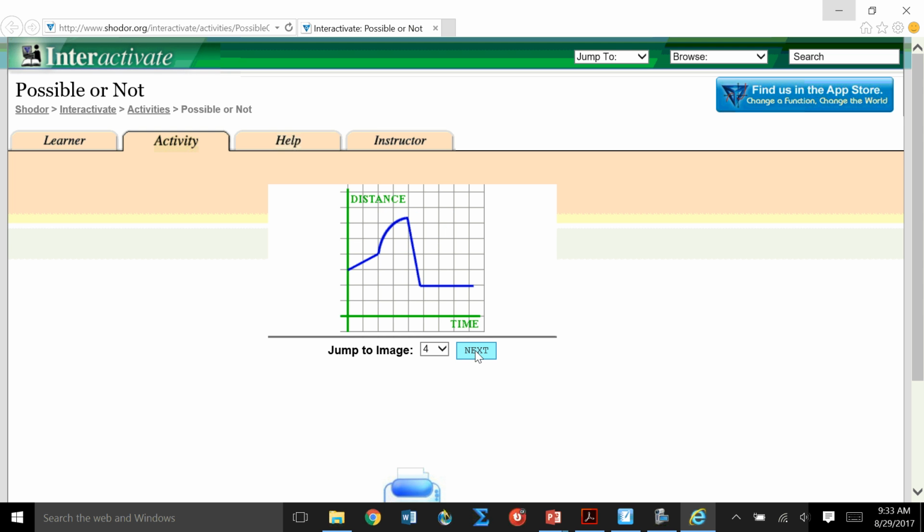Let's look at one more. In this one, if I'm dropping my vertical line, it would hit once there. If I drop it around here, it hits once, once, once, and so on. So that last one was a function.